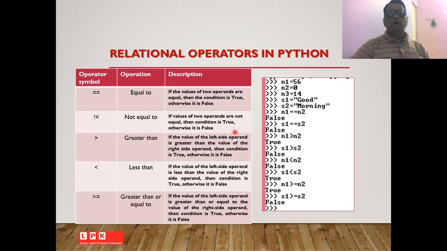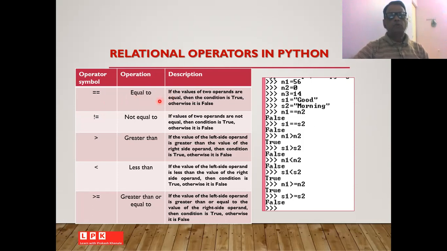There are certain operators that are relational operators. These relational operators are used for decision making. These relational operators are used for comparison of the two values. The first operator is double equal to, and this has been called as equal to.